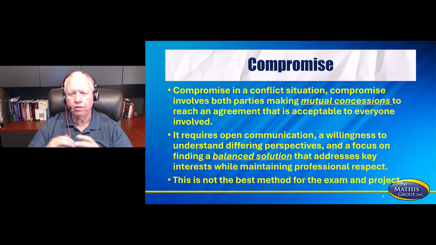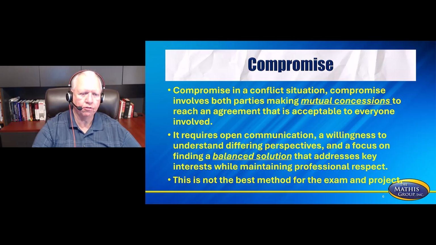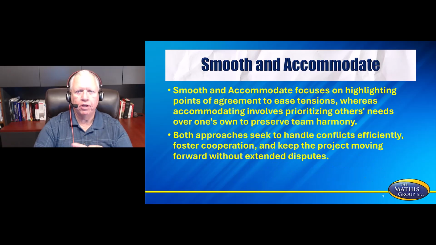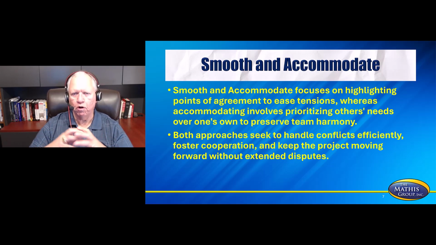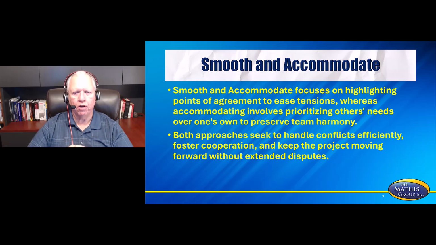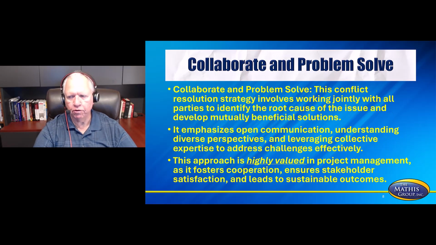and project, because we both are walking away with not exactly what we want, which could sabotage the project. And so, even though we're taught in our real life all the time to compromise, that might not be the best one. The next one is smoothing and accommodating. So, this focuses on highlighting points of agreement to ease tensions, whereas accommodating involves prioritizing others' needs over our own to preserve harmony. Both approaches seek to handle conflicts efficiently and foster cooperation, keep the project moving forward without extended disputes, but this has a tendency to focus on the positive and might not solve the problem after all. So it can be something that's very frustrating.